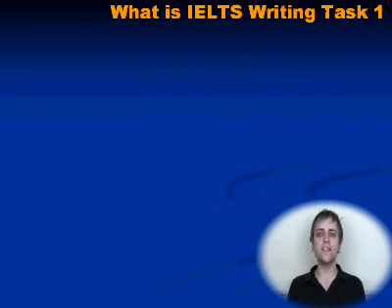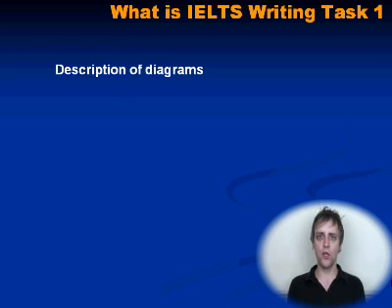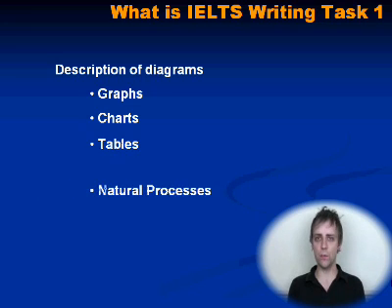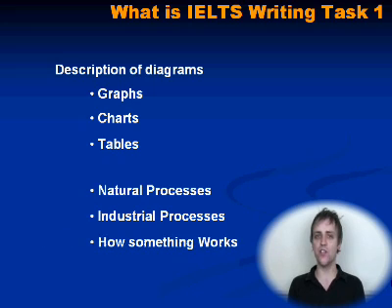So, what is IELTS Writing Task 1? IELTS Writing Task 1 is a descriptive writing task where you are describing diagrams. You will have to describe graphs, or charts, or tables, natural processes, industrial processes, or how something works. In this course in particular, we are going to be dealing only with graphs, charts, and tables.